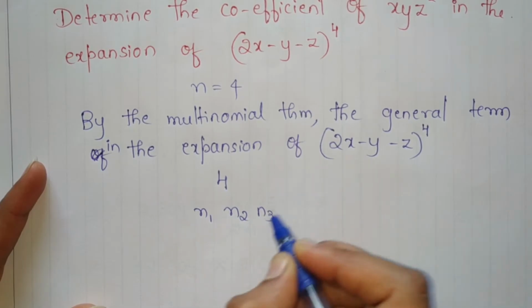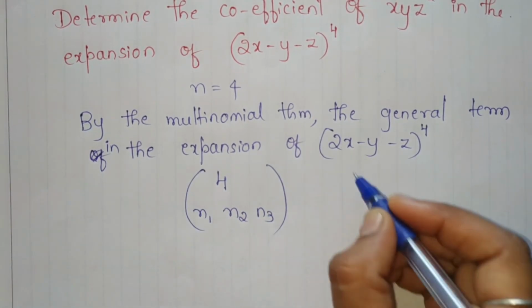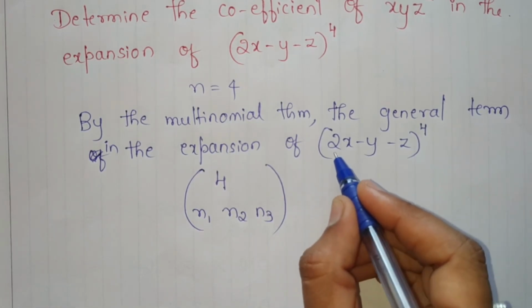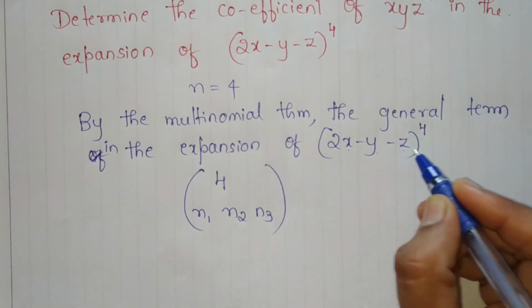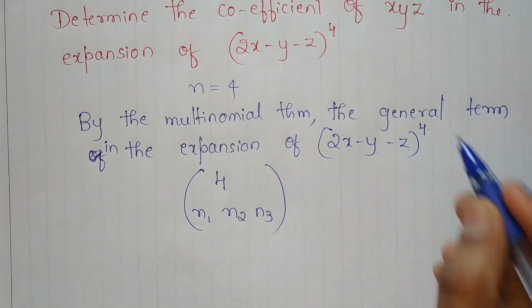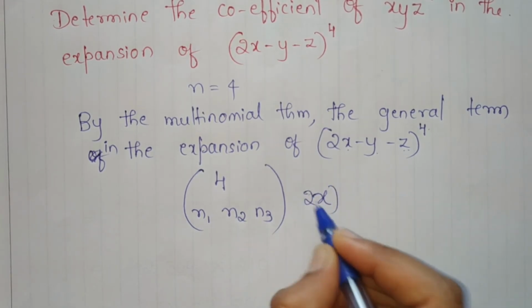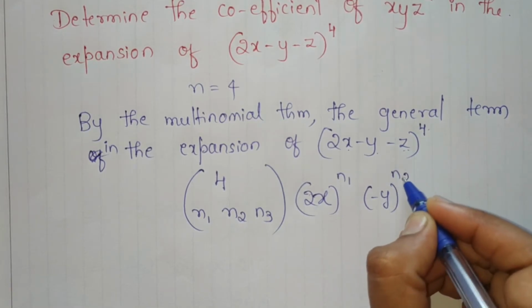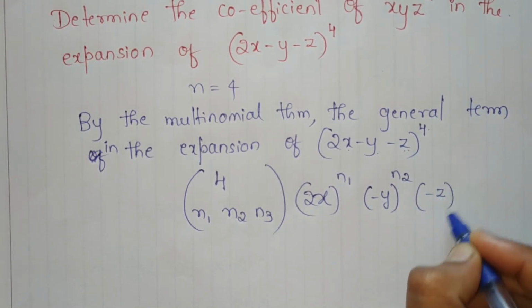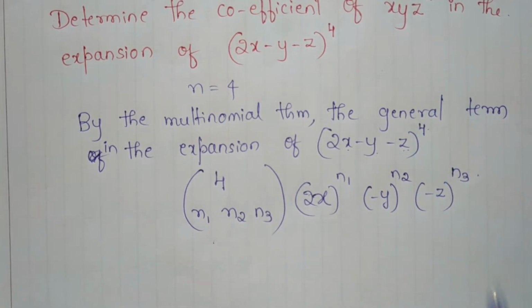n3, so 3 terms are there, into x raised to n1. So here x is equal to 2x, y is equal to minus y and z is equal to minus z and n is equal to 4. So x raised to n1, that is 2x raised to n1, minus y raised to n2 and minus z raised to n3. So this is the general term.